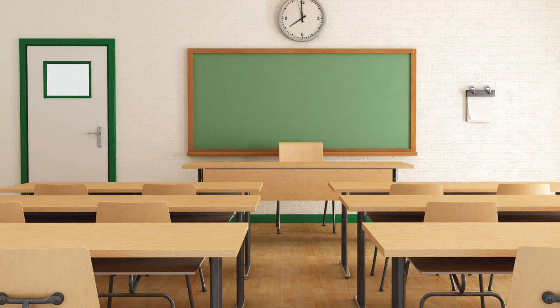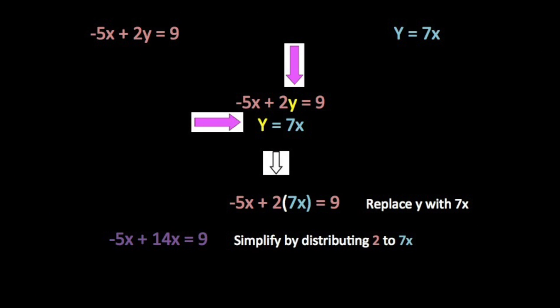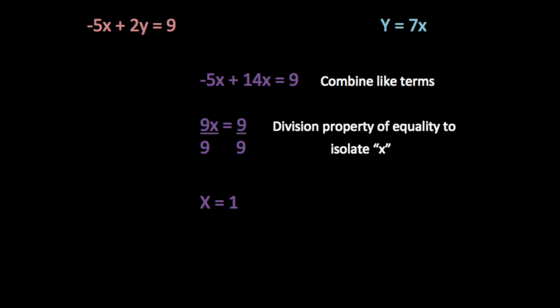Let's see. The second equation gives you a quantity for y. Substitute 7x into the first equation as the variable y. Since looking at the second equation, we know y equals 7x. If we plug in the value for y, we can solve for the variable x, which is currently unknown. So let's combine like terms. Negative 5x plus 14x equals 9.